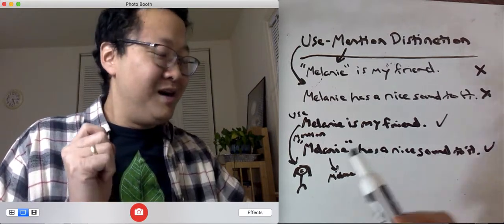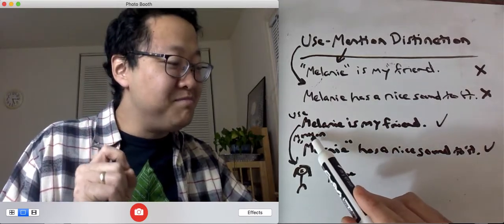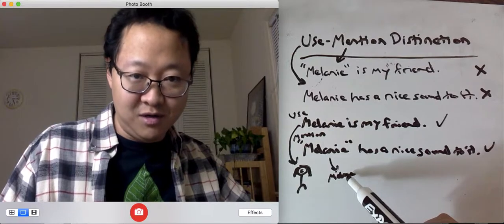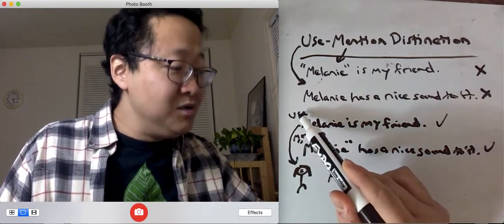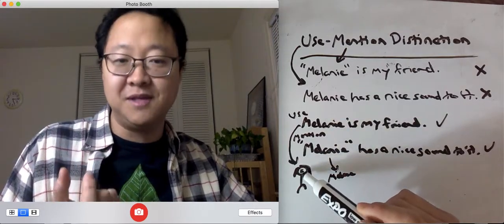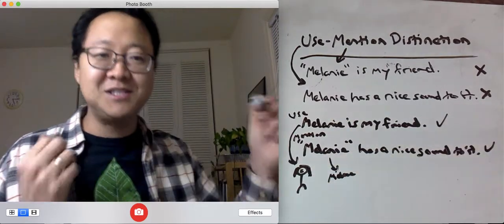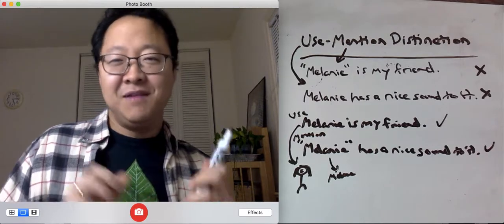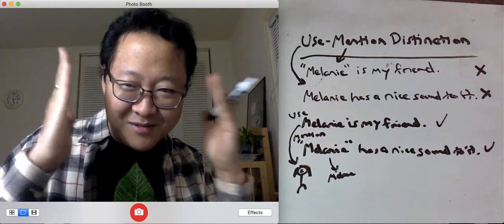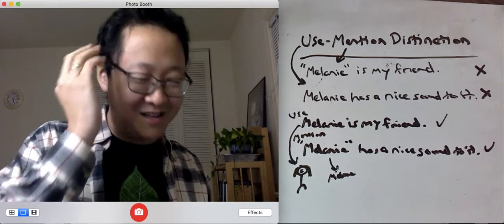So just to say it one more time, when you're mentioning, you're using the quotation marks and you're referring to the word. When you're using, you're not going to use quotation marks and you're referring to the actual thing itself. Okay, and that's the use-mention distinction. If you're still struggling, I'm going to give some exercises during the Zoom for you to kind of get this a little bit more clearly in your head.